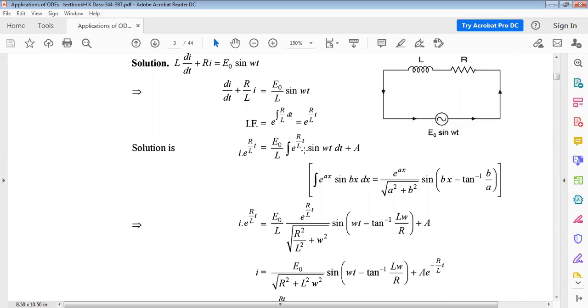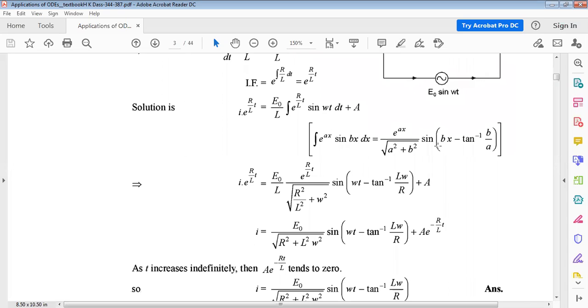Now you must know the formula for the integral of e to the power x sine bx from integration. It is e to the power x divided by the square root of a square plus b square, times sine of bx minus tan inverse b by a. We have to use this formula here, where a is R by L and b is omega. After putting in the formula, E naught by R is the constant here.